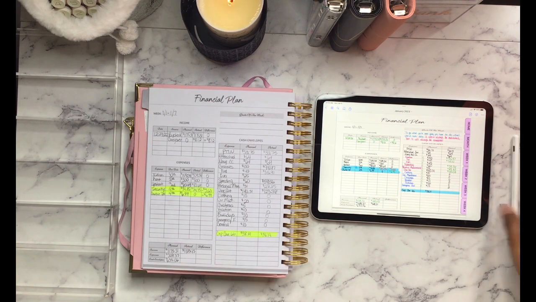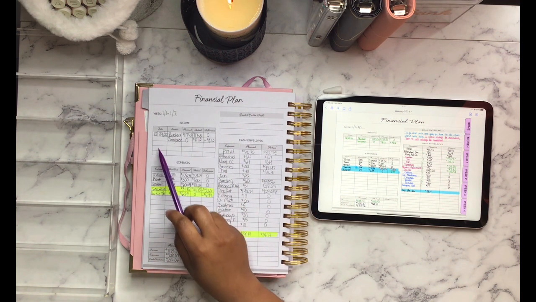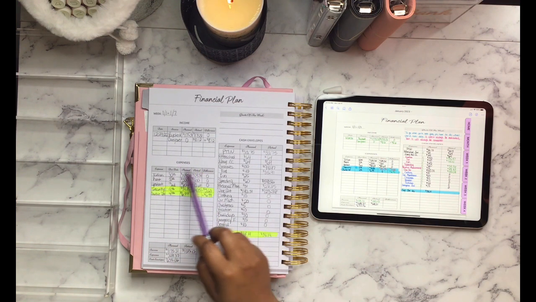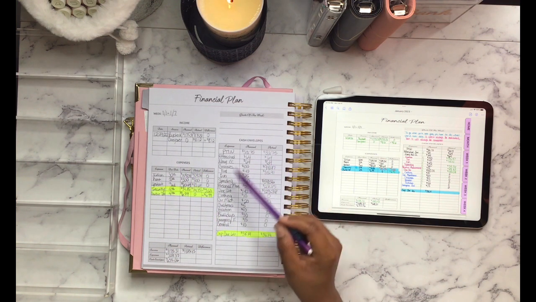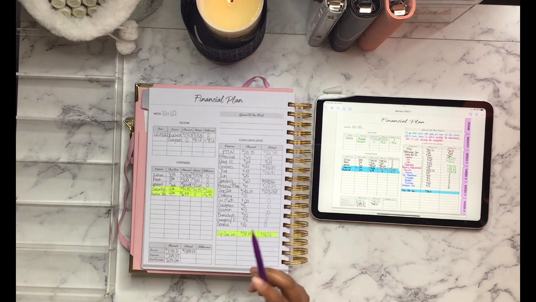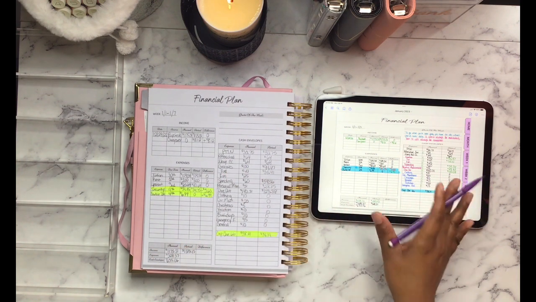So for week 1 in my prior video, I recorded my income here, my bills or fixed expenses here, and my variable expenses here, or periodic expenses as well. And down here I totaled everything. The same thing for here. It's the same version. It's just the paper version and a digital version.